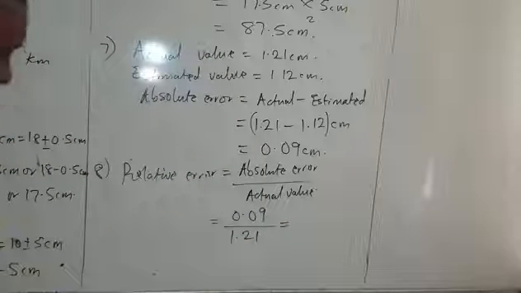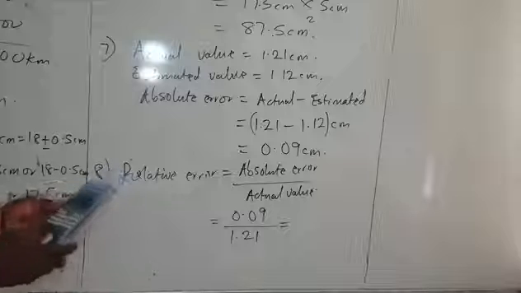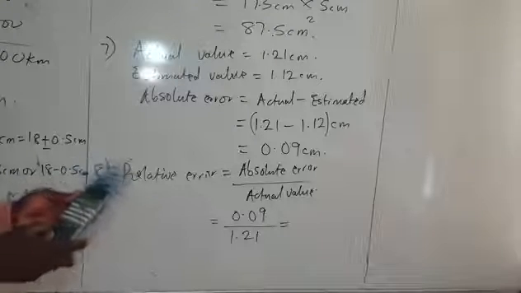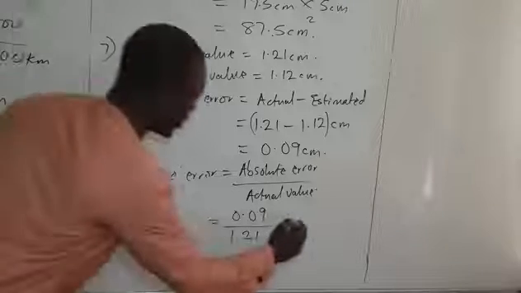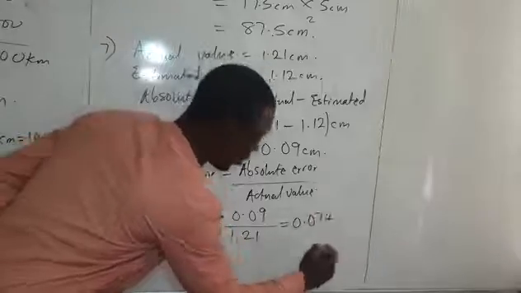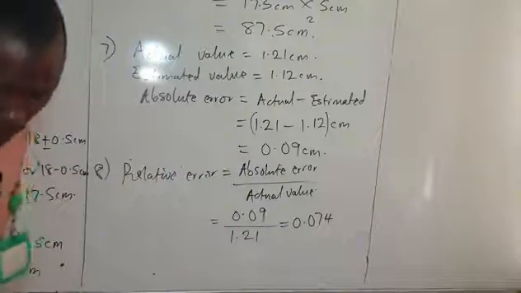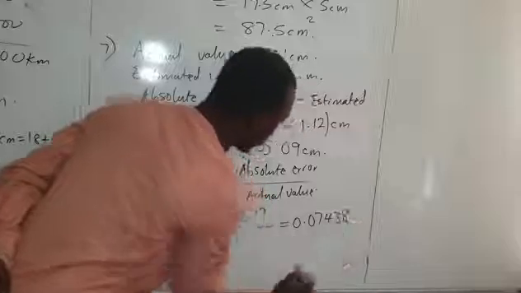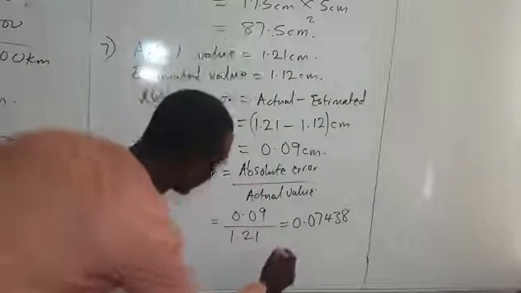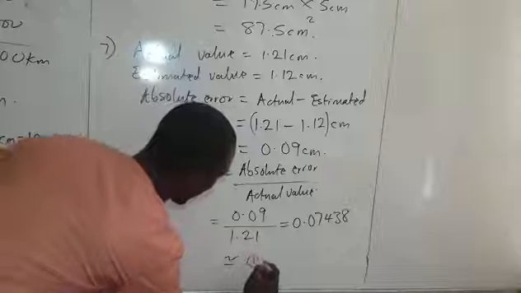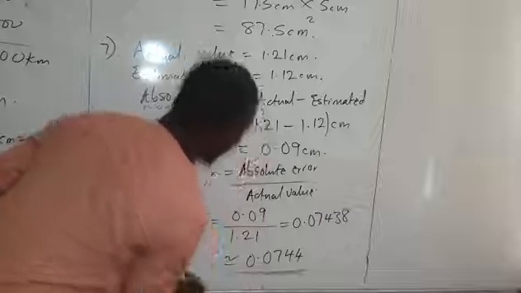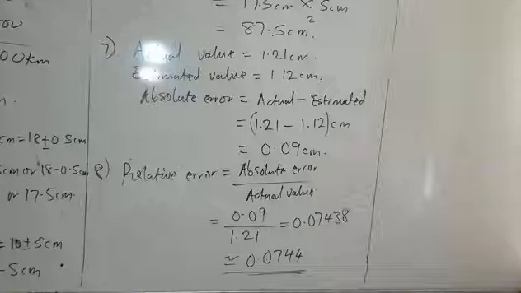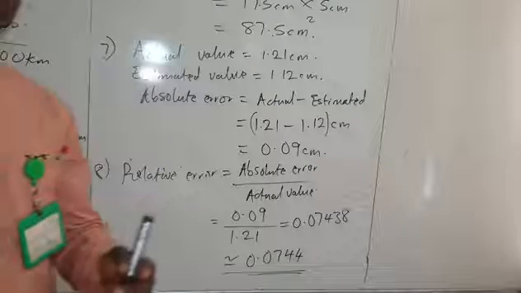So let me press my calculator. We have 0.09 divided by 1.21. That gives us 0.07438. So this is 5 decimal places, which is approximately equal to 0.0744. That is to 4 decimal places. So that is option C. So that is that on question number 8.